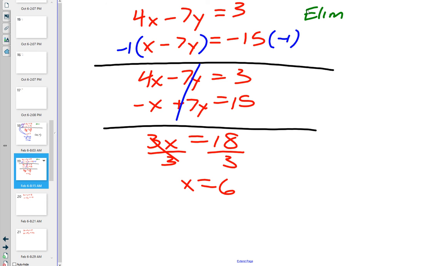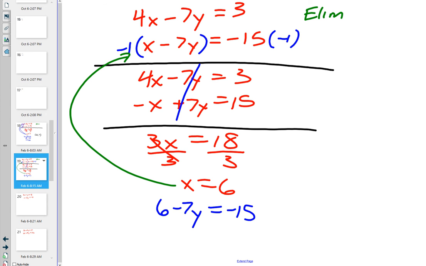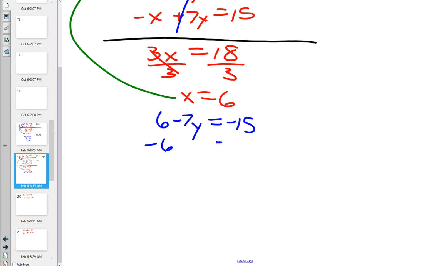Now I need to go back and plug them into whichever equation I want. It doesn't matter which one you pick, I'll just pick this one. Instead of saying x minus 7y, I'll say 6 minus 7y is equal to -15. How many variables do you see there? Just one, that's the important thing. So let's solve for that remaining variable. -7y is equal to -21.